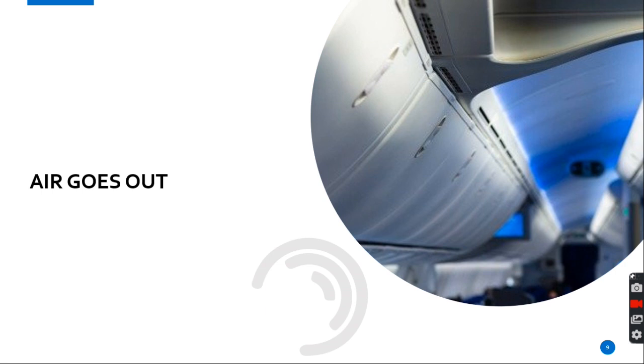Now the air goes out. The air is then sucked out below the window seats. 50% of the air goes out. The remaining 50% gets mixed with the fresh air through the mixing chamber and again gets filtered by the HEPA filter.